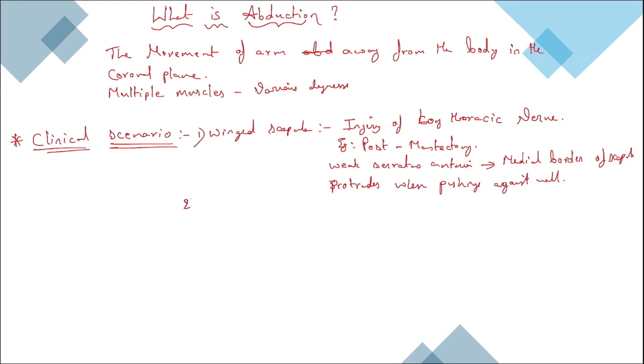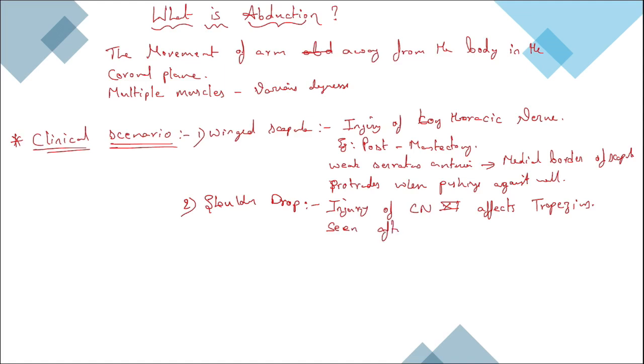Second thing we can see, shoulder drop. When will shoulder drop happen? When there is injury of the accessory nerve, cranial nerve 11, so it affects the trapezius. We see it after lymph node dissection, mostly lymph node dissection in neck surgeries.